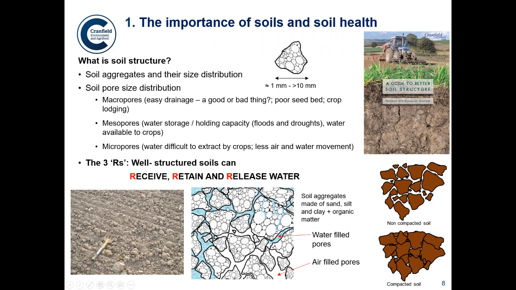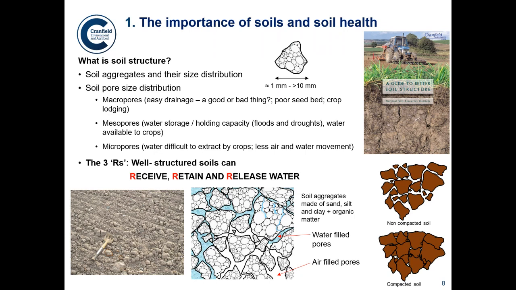Now, I don't know if you can see my cursor, but the size of these aggregates will also determine the size of the voids or the pores between those aggregates. So here's one aggregate which ranges from 1 millimetre up to maybe 10 millimetres, and how they all fit together in your soil profile will also affect the size of the pores that are created between those aggregates.